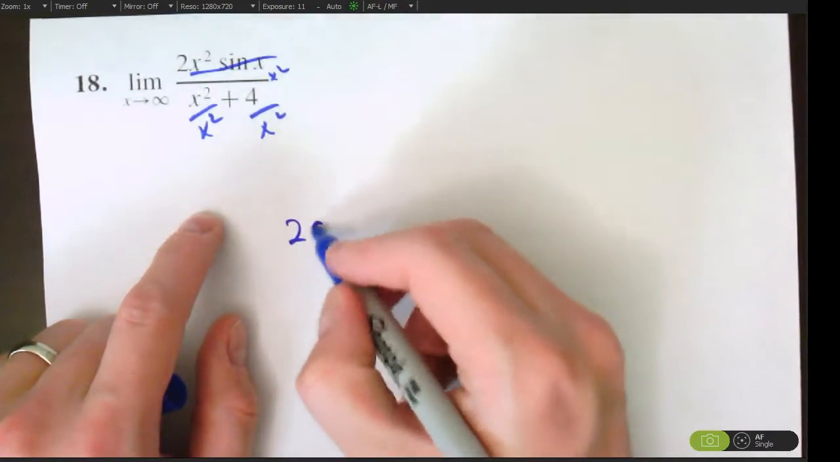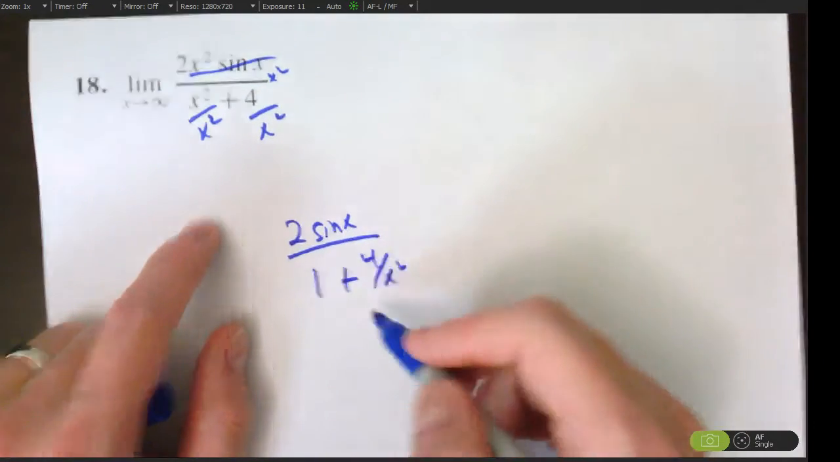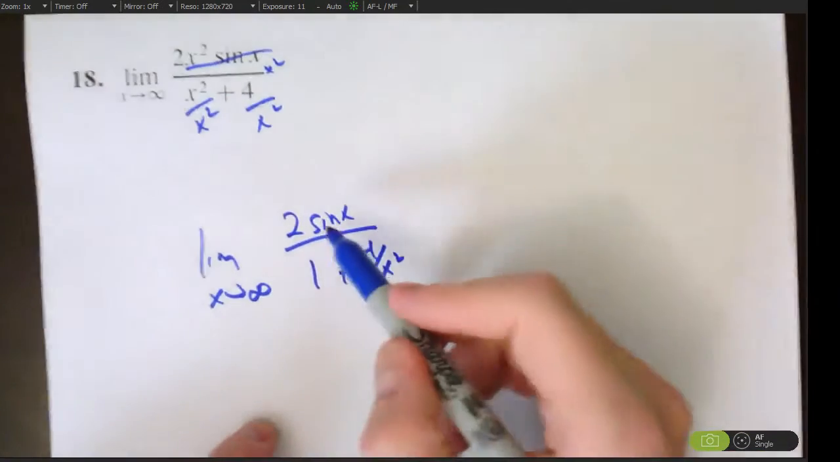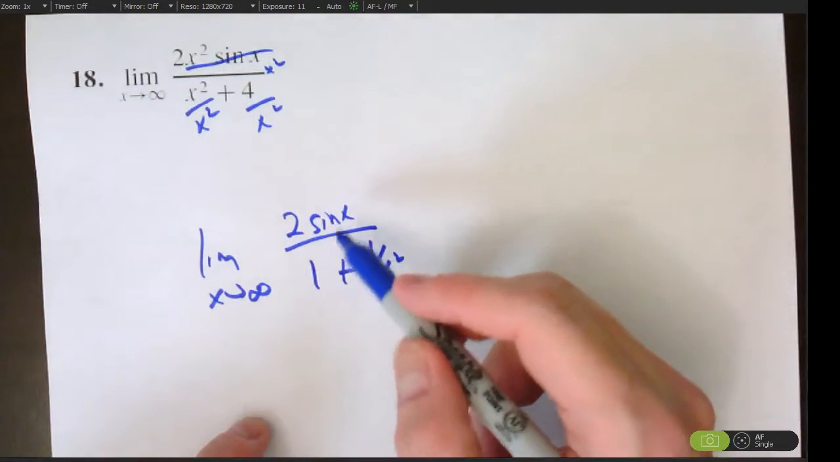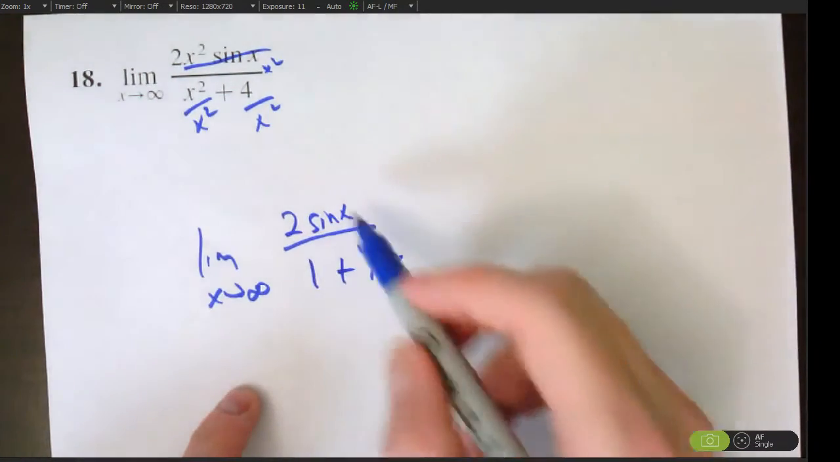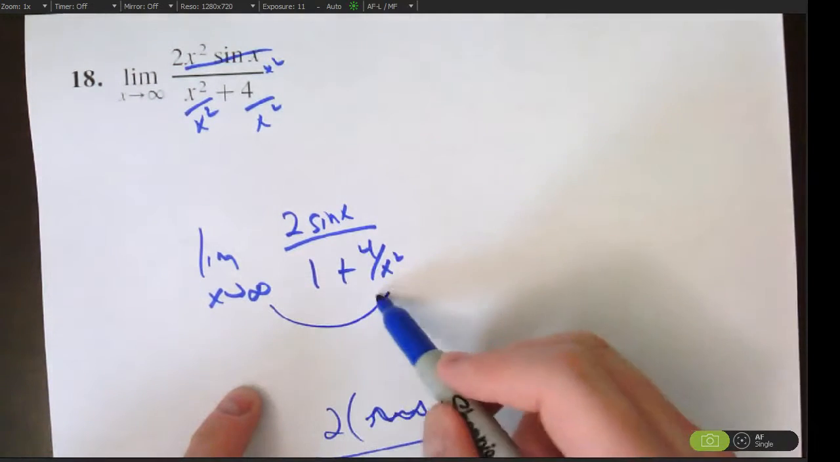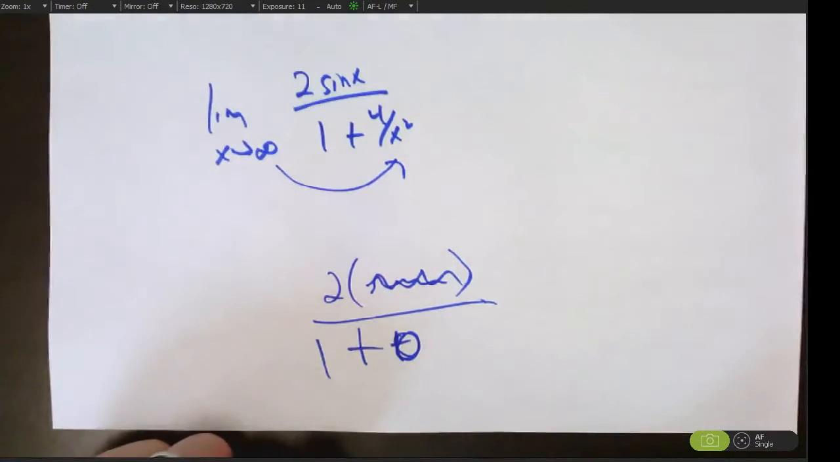What we really get is 2 sine of x over 1 plus 4 over x squared, limit as x goes to infinity. Now the reason I picked this is to remember that sine oscillates. Sine goes back and forth over and over and over again. So if I get 2 times oscillating, going up and down, over 1 plus, when I plug in infinity here, 0, so this is 2 times oscillating divided by 1 plus 0. So the question is, what happens there?